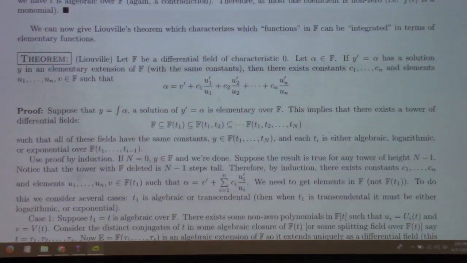That brings us to the theorem, Leibniz's theorem. If we have a differential field of characteristic 0 and alpha is in the field, if y prime equal to alpha has a solution y in an elementary extension of f with the same constants, then there exist constants c1 through cn, and elements u1 through un and v in f such that alpha is equal to this.